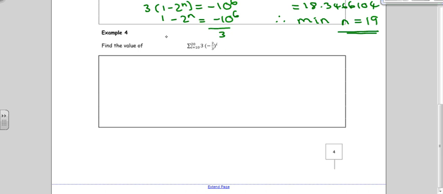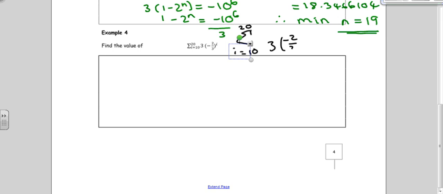C2, geometric sequences, example 4. So here we're asked to find the value of the sum for I equals 10 to 20 of 3 minus 2 over 3 to the power of I.